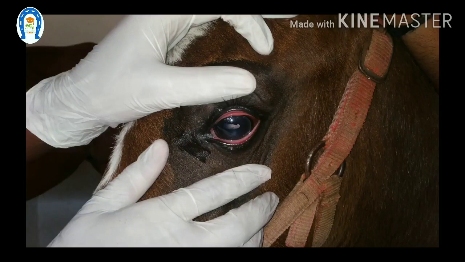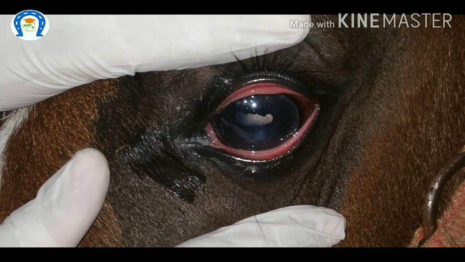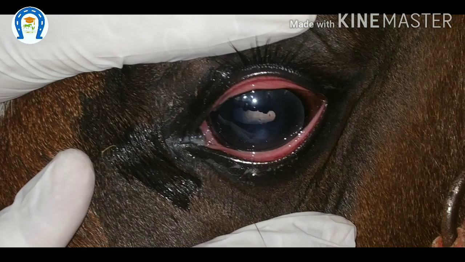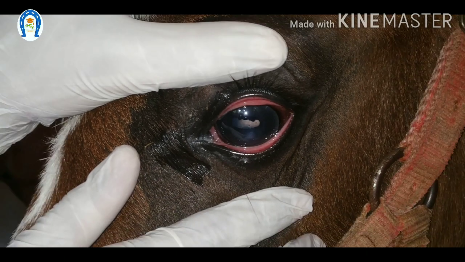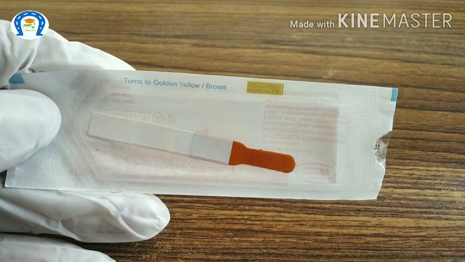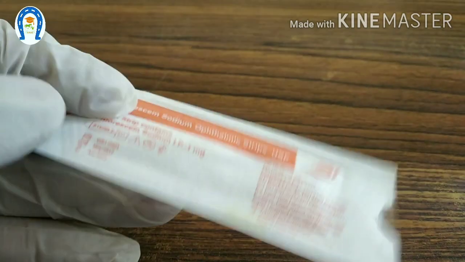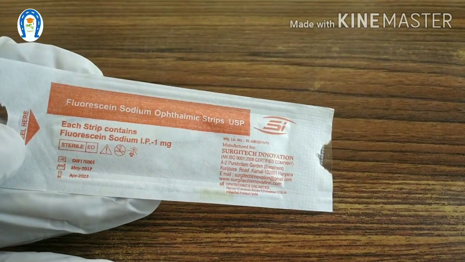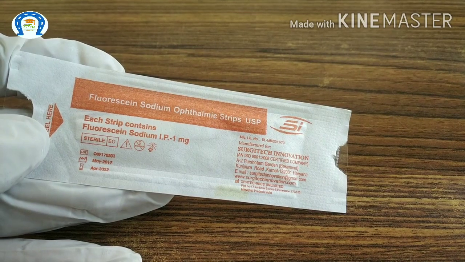There is some problem in this eye, but we don't know whether the cornea is damaged or not. Let us see. A simple test to diagnose corneal ulcer is FDT, fluorescent dye test. This is the fluorescent dye strip. This can be dipped in 2 to 3 ml of sterile water. First we can put the strip inside the syringe and the sterile water can be taken into the syringe. Then this becomes fluorescent green color.